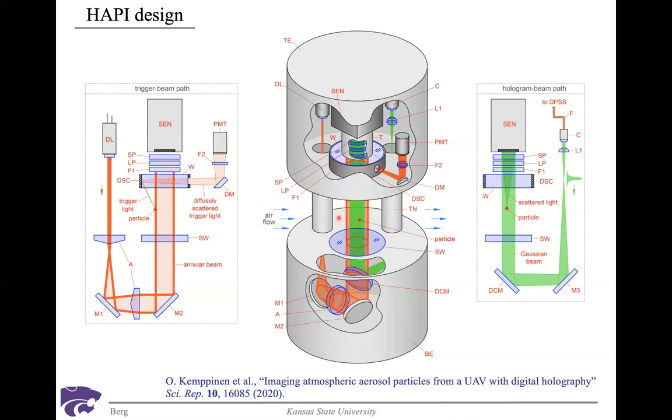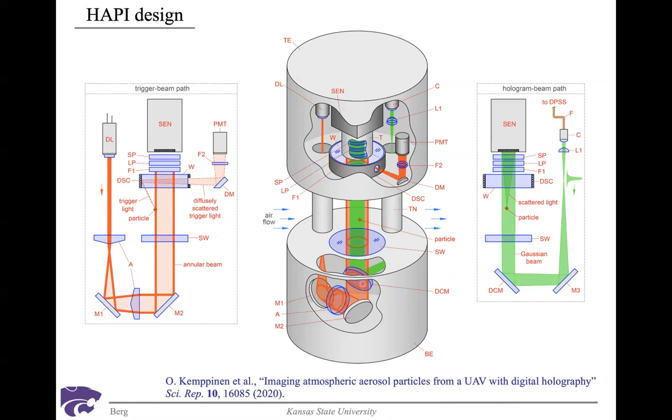So in this way, as the drone carries the instrument through the air, a particle can come in, hit this annular beam from any direction, and trigger the measurement. We've got a sequence of filters here that prevent the red trigger light from getting to the sensor. They also prevent ambient sunlight from saturating the sensor. Once we get a trigger signal from this red layout here, we then fire a green laser pulse that comes down and goes up again.